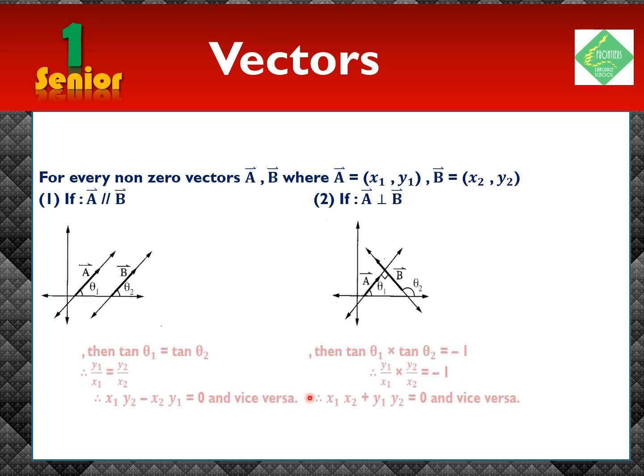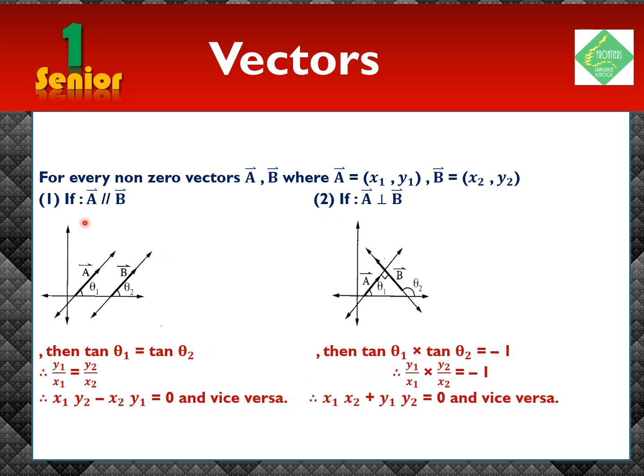Very important note. If vector A is parallel to vector B, then its slope equals the slope of B. So tan theta 1 equals tan theta 2. So y1 over x1, which is the slope of line 1, and y2 over x2, which is the slope of the second line. By crisscross, you will get x1 multiplying y2 minus x2 multiplying y1 equals 0. When you find x1 y2 minus x2 y1 equals 0, the lines are parallel.